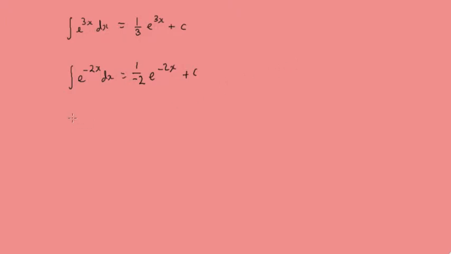The integral of e to the 5x minus 4 dx, so the derivative of that would be 5, so we do 1 over 5 e to the 5x minus 4 plus c. All very straightforward.